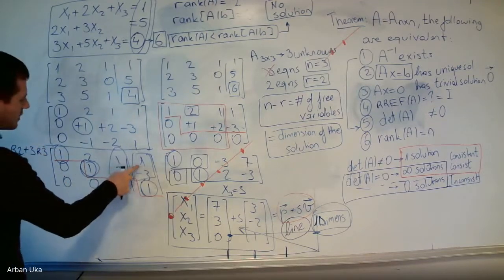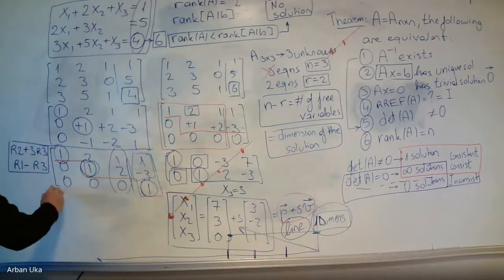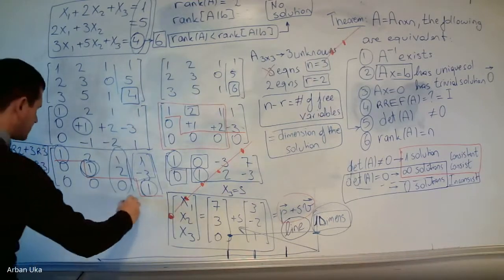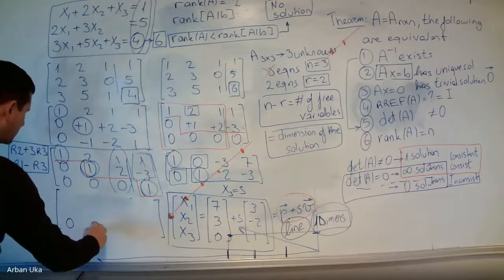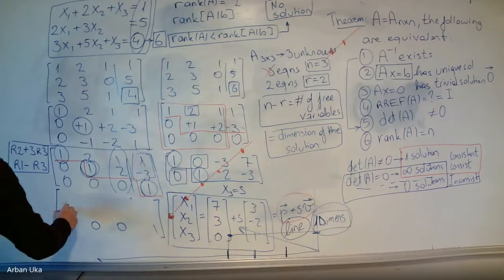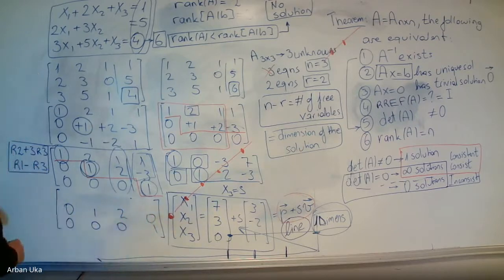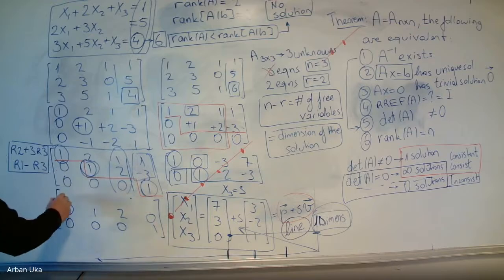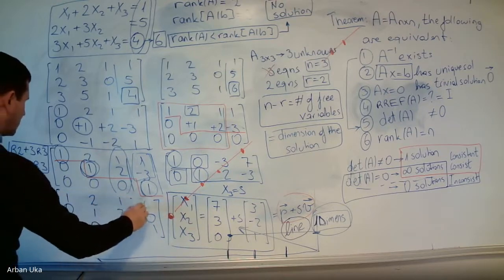How can we make this one 0? Row 1 minus row 3. Okay? So then, let's continue. What is row 3? It is 0, 0, 0, 1. And then we have here 0, 1, 2, 0. And then we have row 1 minus row 3. This is 1, 2, 1, 0.